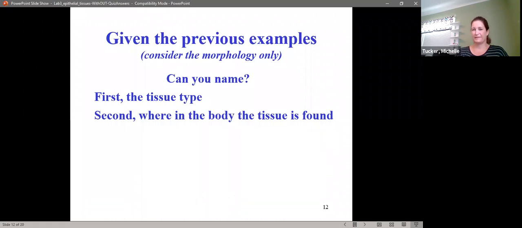So this is just a little mini quiz. I think you'll be able to go through it pretty quickly and easily, and then we'll move on to our compare and contrast. Okay, so these are all epithelial tissues, so that you kind of get that first one off, and then the tissue type, where in the body the tissue is found. Those are the next two big identifiers that you would need to know for a quiz and for your lab exam.